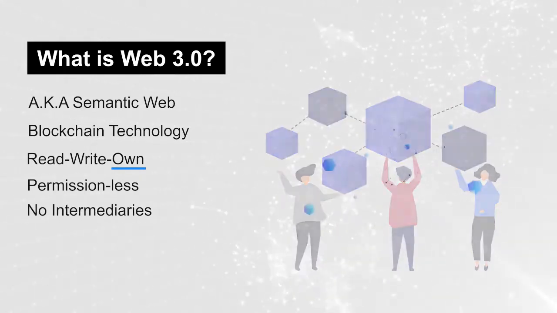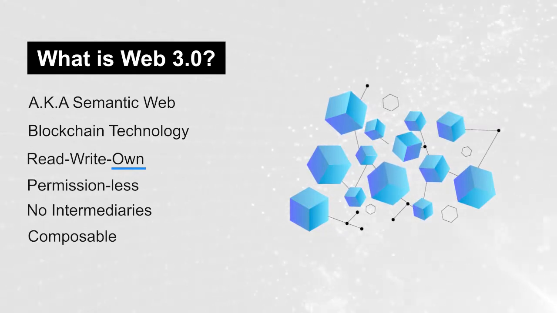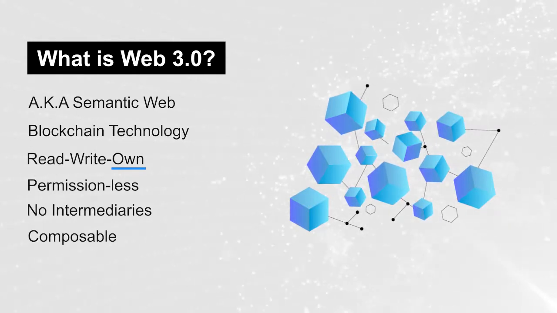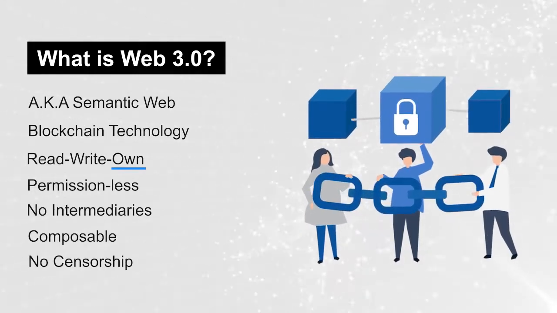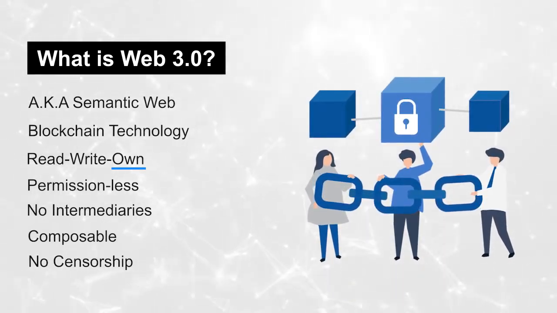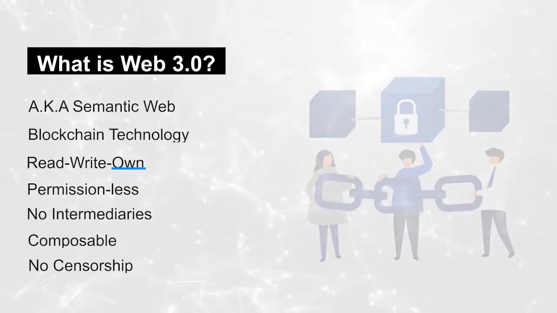Users are able to retain much more value as there are no intermediaries. It is composable, which means we can build smart contracts on top of each other. And there is no censorship like on Facebook or Twitter, that means one controlling authority cannot shut it down. Overall, Web 3.0 is a much safer space comparatively.